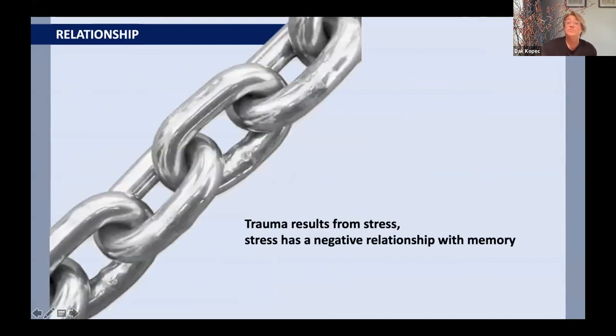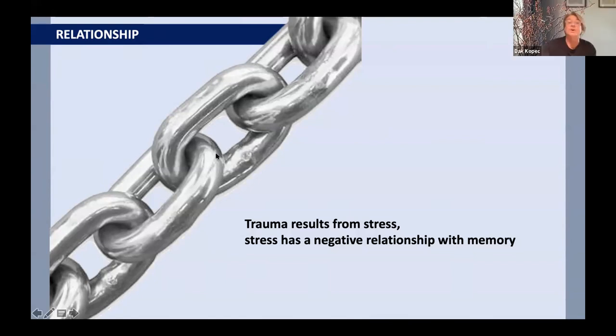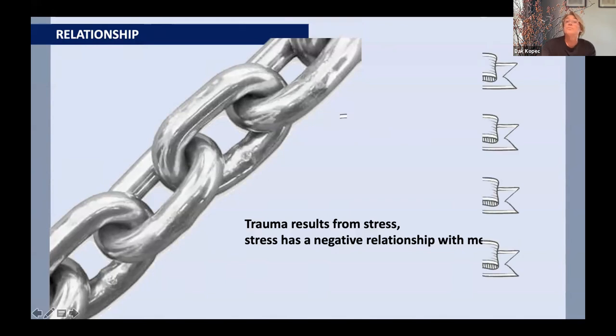So as we start to look at some of this stuff, we have to first realize that trauma results from stress. Bottom line, if you're under a lot of stress, you can start to experience the effects of trauma. Now that could be overstimulation or understimulation. Stress then has an effect on memory and the way that we recall things. So there's this reciprocal relationship between trauma, stress, and memory that is all linked together within a chain of events, if you will.